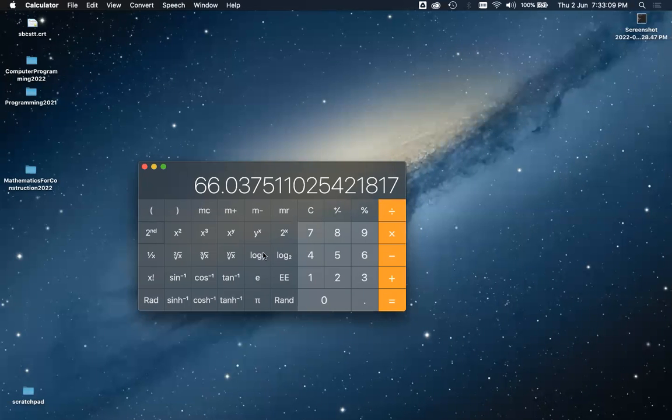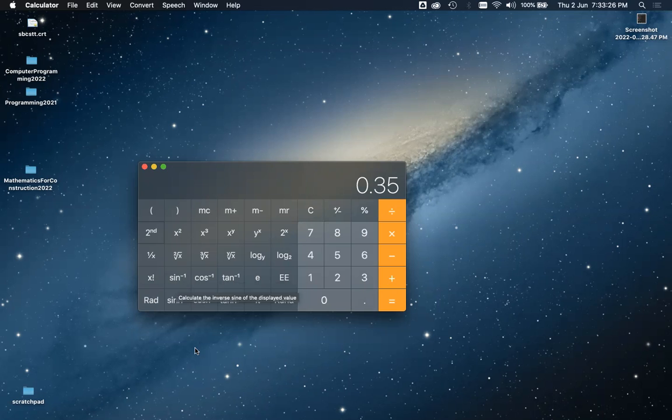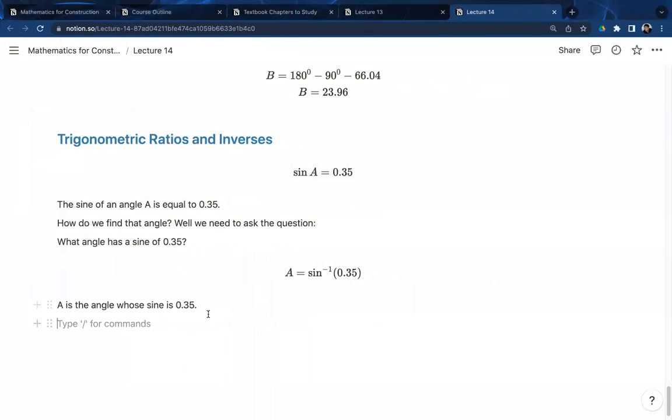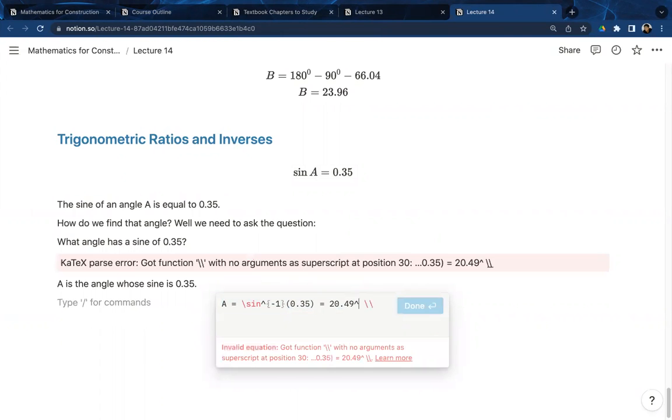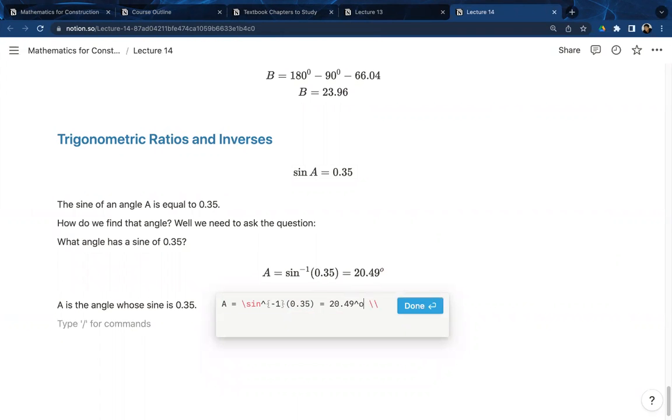So to find that on your calculator, okay, you type 0.35 and then you press the button inverse sine. Sine minus 1. So what you're trying to find is what angle in degrees has this sine. So that's the inverse problem, right? Finding the angle who has that sine. So you press sine inverse and you get 20.49 degrees.